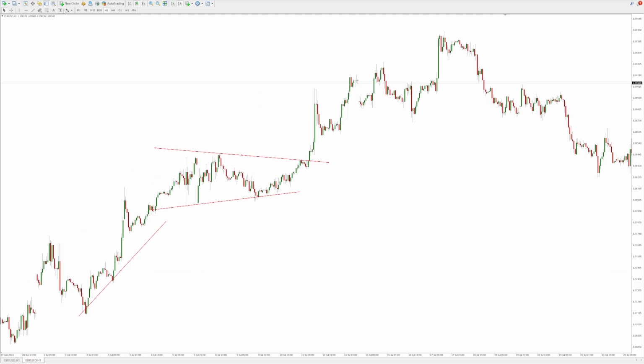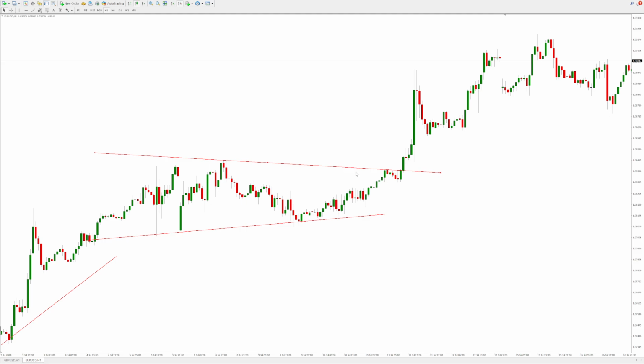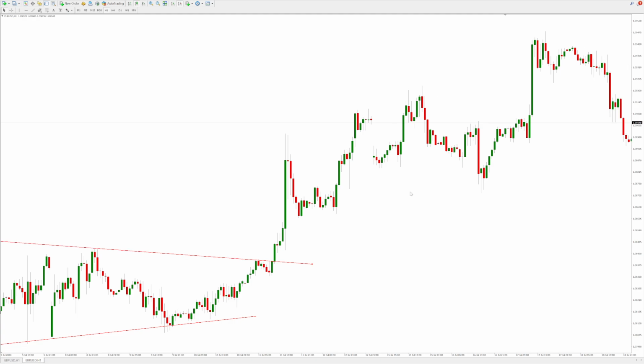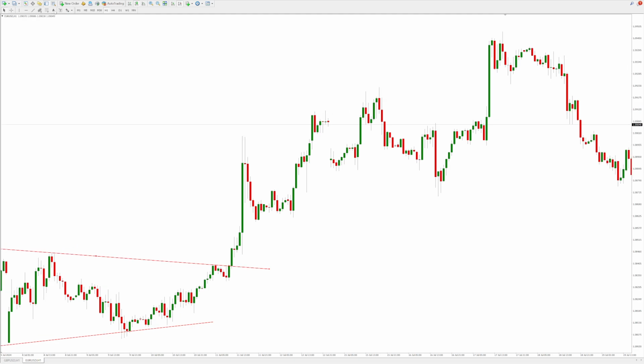What we could have done is, when we had taken the entry, we could have placed our stop loss just below this low here. So we would have had a relatively tight stop loss of around 10 pips, which is really good for the 1 hour charts. And as price was moving up, you may have wanted to have trailed your stop loss to below the levels of support.